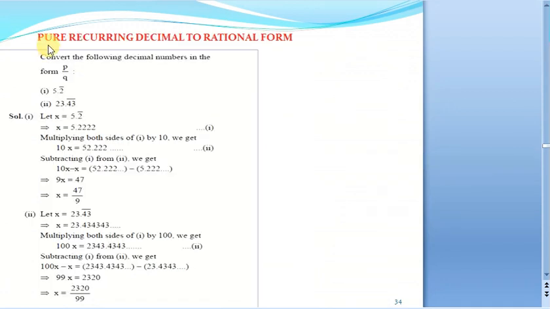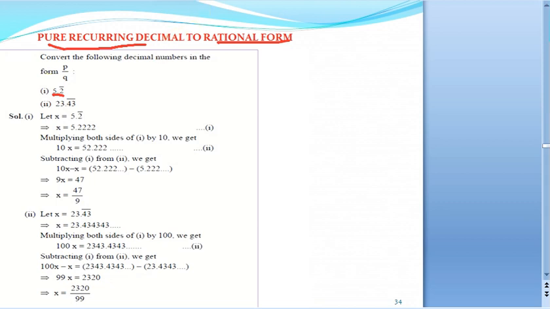First, let us see how to convert a pure recurring decimal to the rational form. Let me explain with an example. First, let me take 5.2 bar. First of all, is it repeating or not? Yes, it is non-terminating repeating. Why? Because it is 5.2 bar and it is pure recurring. Because after the decimal point only 2 is there and the 2 is repeating. So my number is 5.2 bar.